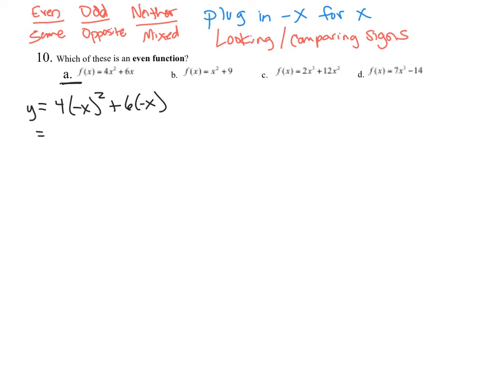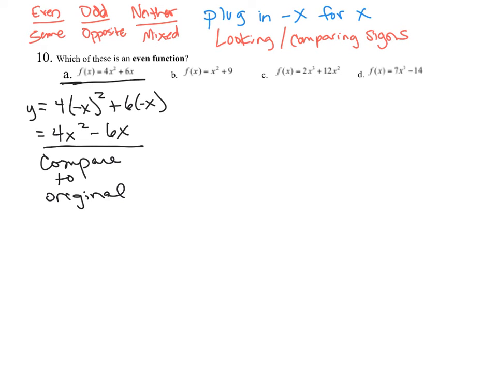Okay? So negative times negative is a positive. So 4 times positive x squared is 4x squared. And then plus 6, so a positive 6 times -x will be -6x. Okay? So that's our end result. Let's compare to the original. So our original, we have a positive 4x squared. Here we have a positive 4x squared. So it's going to be same.